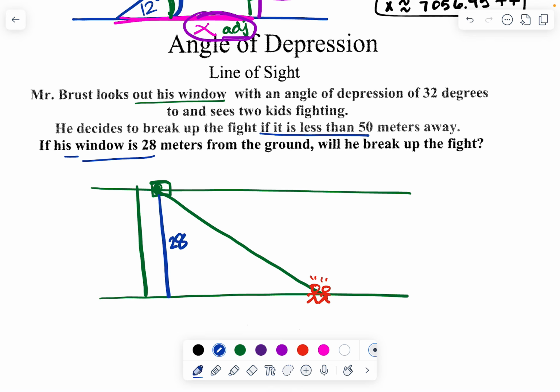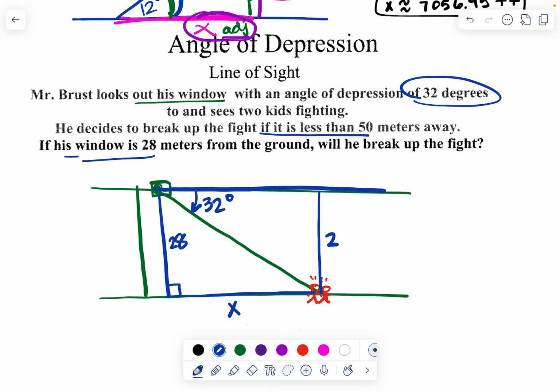Let's see, will he break up the fight? So I need to know what this right here is. So I know that this is a right angle. We know that the angle of depression is 32 degrees. So from his line of sight, if he was looking straight out his window, it'd be right here. But he's having to look down, so that's 32 degrees. That's his angle of depression. I also know this is 28, not 28 degrees, just 28 feet. Okay, so we can also say that this is x.